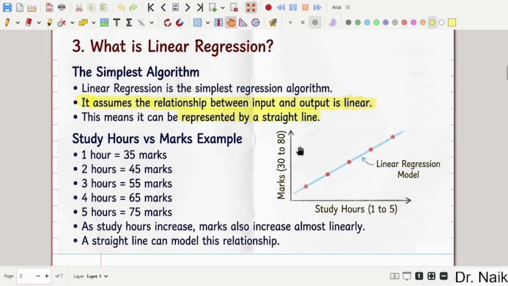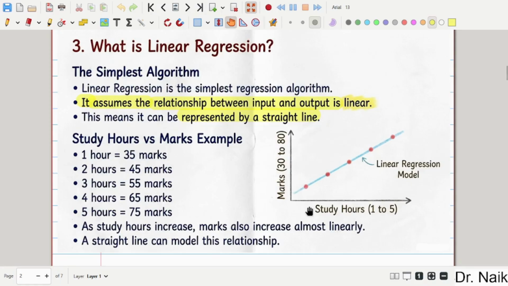What is linear regression? Linear regression is the simplest regression algorithm. It assumes the relationship between the input and the output is linear. That is, it can be represented by a straight line. For example, the study hours versus marks example.